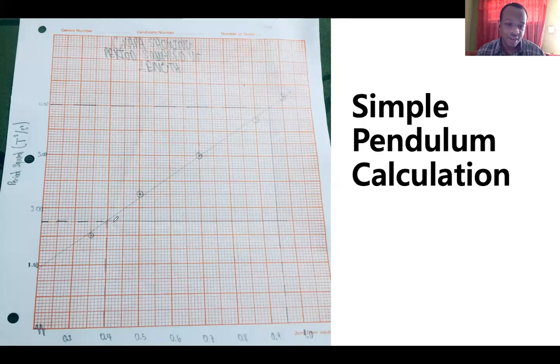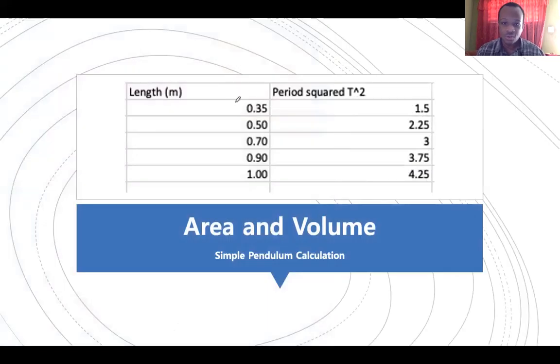We want to find a random value between the first two values, so we choose this value right here. When we're plotting the graph, let's look at the scale first. We have our values from 0.35 to 1. This is our range of values. So we know that our values will start at about 0, and it will end at 1. That's our range of values.